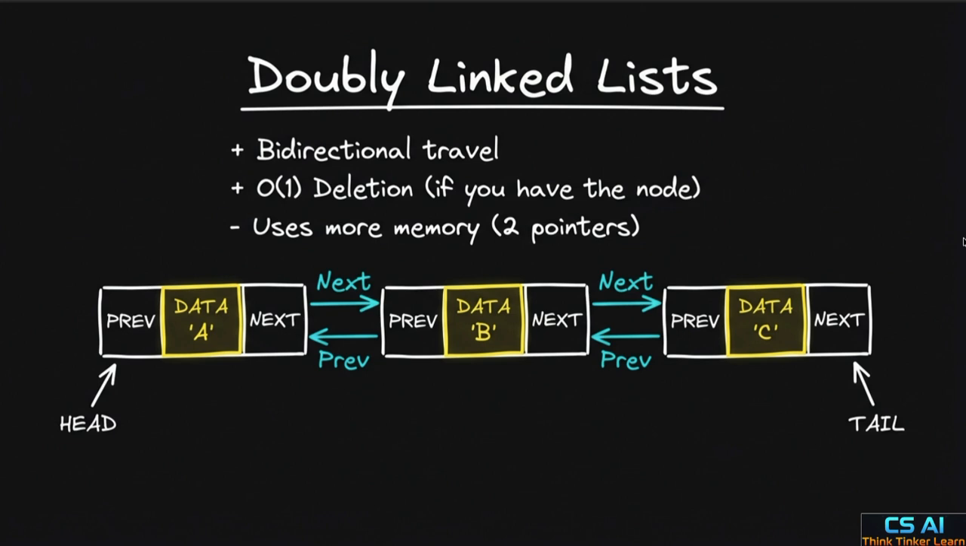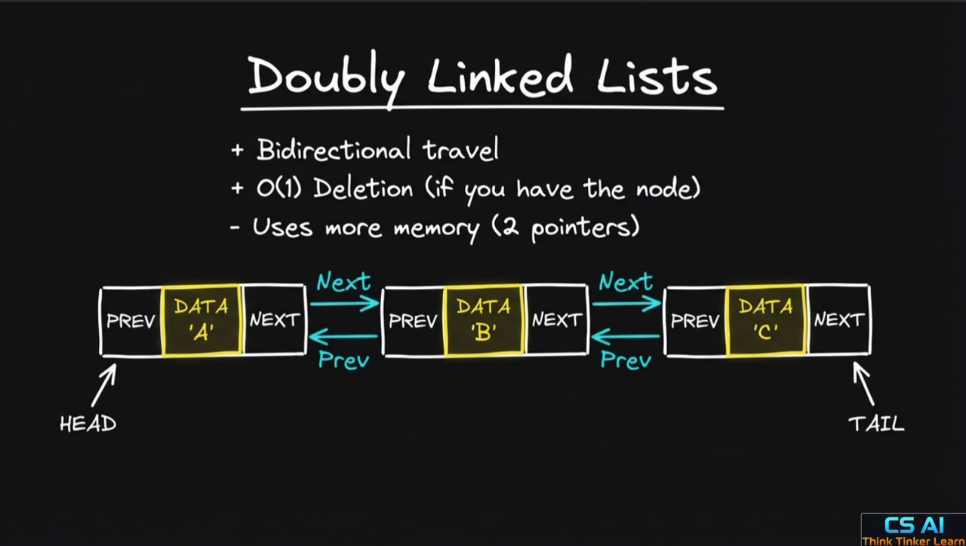To overcome some of the limitations of singly linked lists, we introduce doubly linked lists. These offer several key advantages. The first is bidirectional travel, as each node now includes a prev pointer that points to the previous node, in addition to the data and the next pointers. This allows you to move forward and backward. The second benefit is O(1) deletion if you have the node. Because the node knows its predecessor, deletion can be performed instantly.